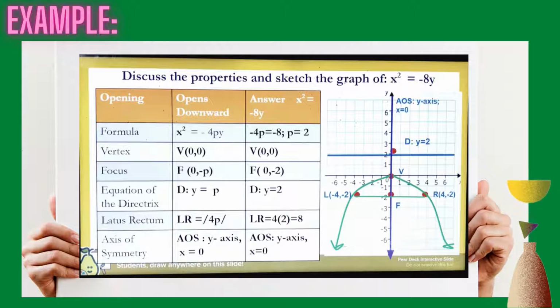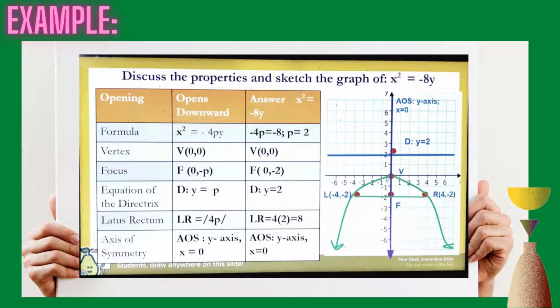Again, let us complete the table. The vertex is at 0, 0. For the focus, 0, -p, 0, -2. Equation of directrix, y equals p, so y equals 2 for the directrix. And the latus rectum, we have to multiply the focal length with 4. 4 times 2 equals 8. And the axis of symmetry is y-axis, which means x equals 0.